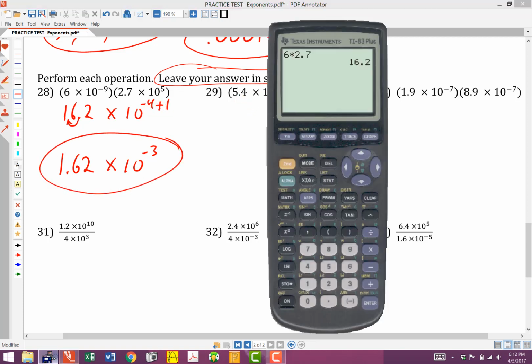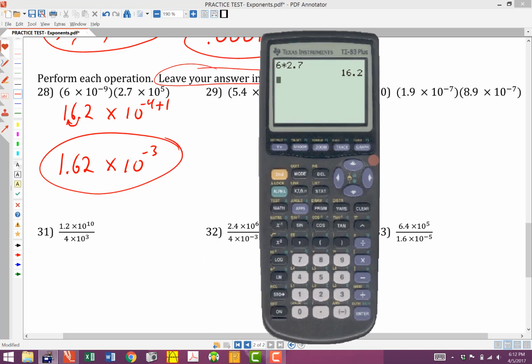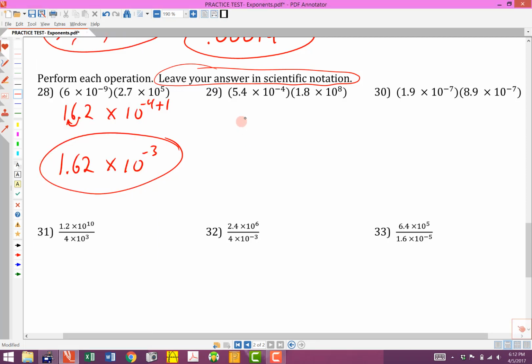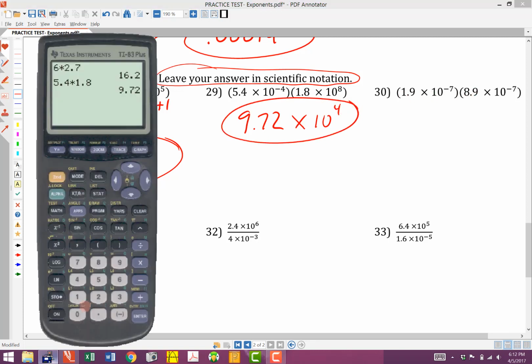Let's do this one. Again, I'd have that calculator handy because you're going to be doing this over and over and over again. So we're going to have 5.4 times 1.8. 9.72. That's good news. 9.72. That's good news because that has one non-zero digit in front of the decimal. Then we'll do these guys right here, add those together. So we're going to get negative 4 plus 8. That's a 4. Done with that one right there. Let's move on to this one.